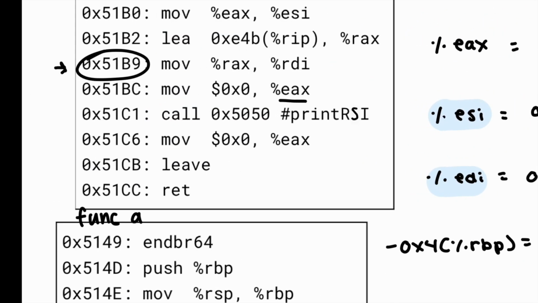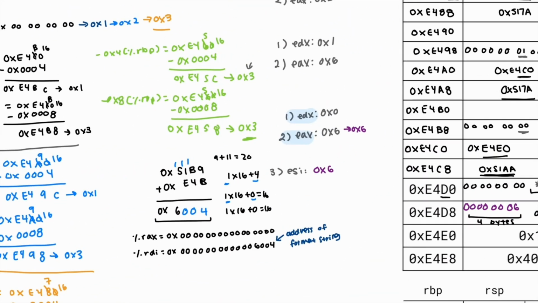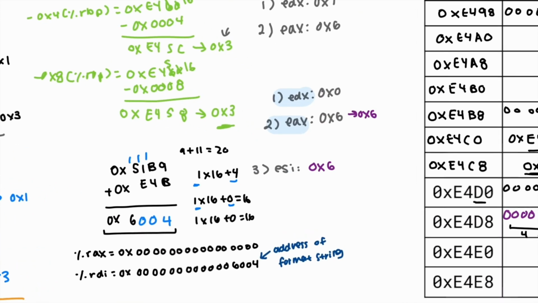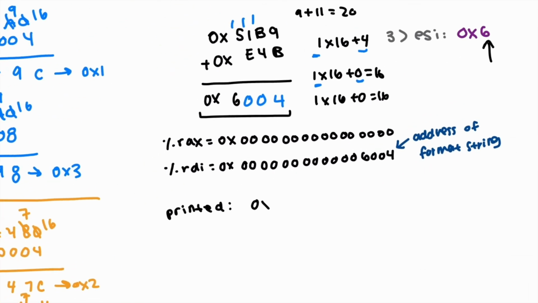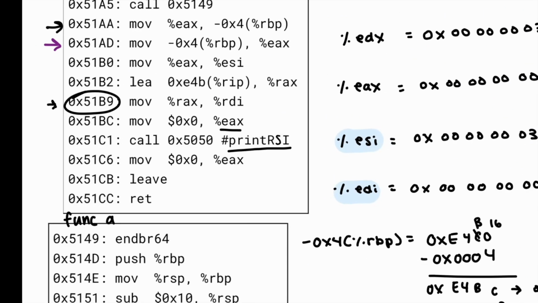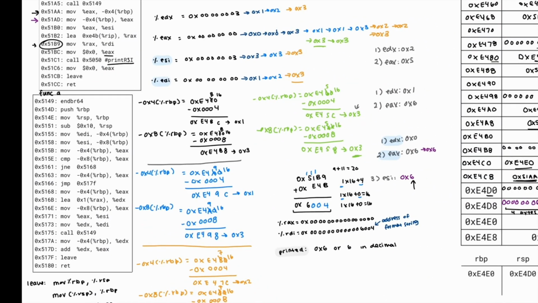Then we're going to call 0x5050, which is just print RSI. In the original lab activity worksheet, it said print RDI, but it should actually say print RSI. So what's going to happen is we're going to look inside our RSI, and our RSI is equivalent to 0x6. So the actual printed output will be 0x6, or 6 in decimal. So that's our output. We can see later on we're going to move 0 into EAX, and we're going to leave, so we're going to return that 0, which means the main function is done.